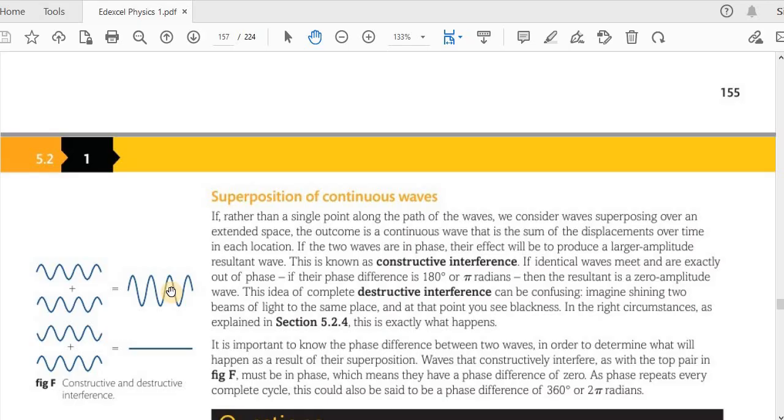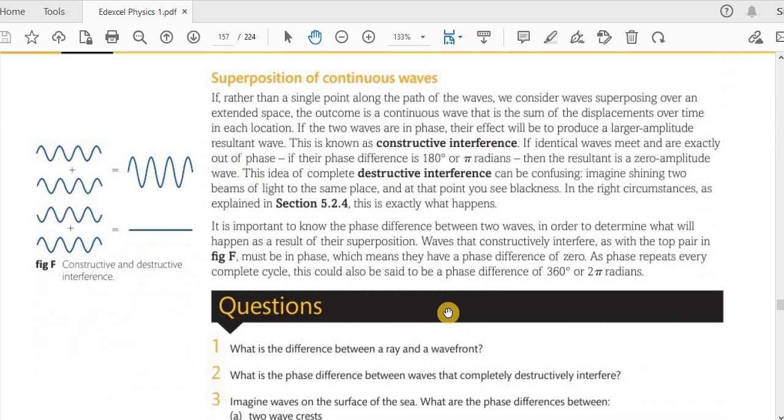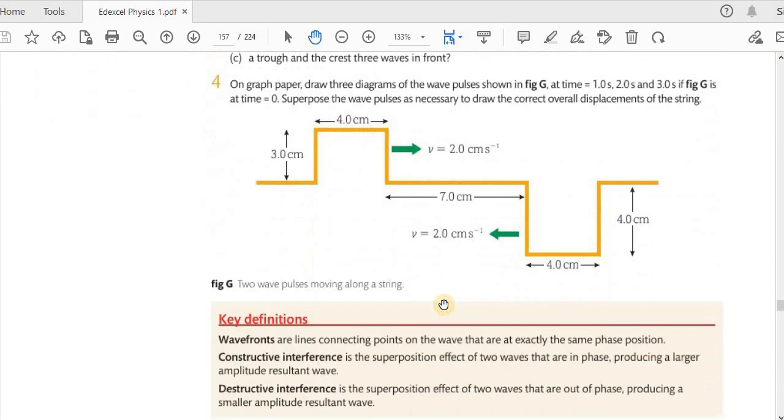From the name itself you can figure it out. The other one is called destructive interference. You see here the amplitude is 0. Here the amplitude is maximum. So therefore this is called constructive, this is called destructive interference. Now see, the two waves interfere. That's why we say interference. And that's the last part of that.